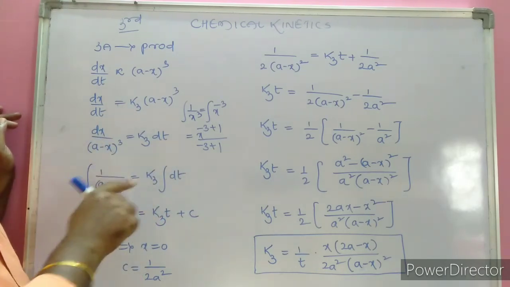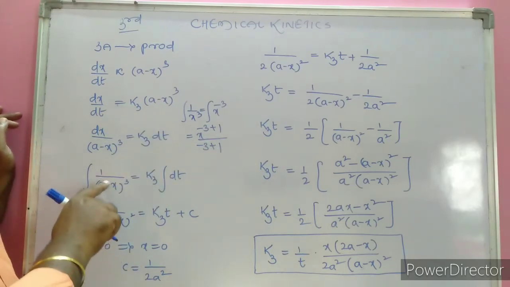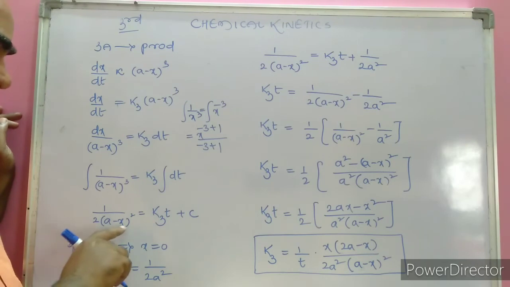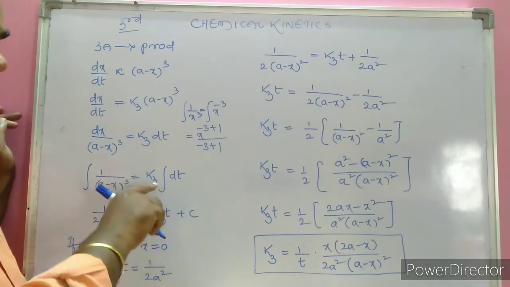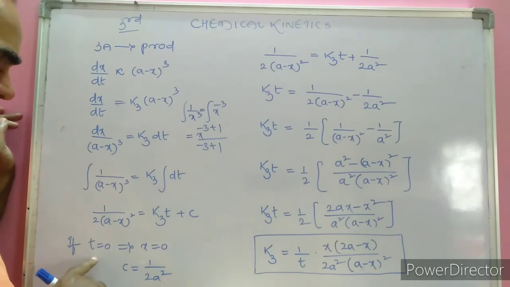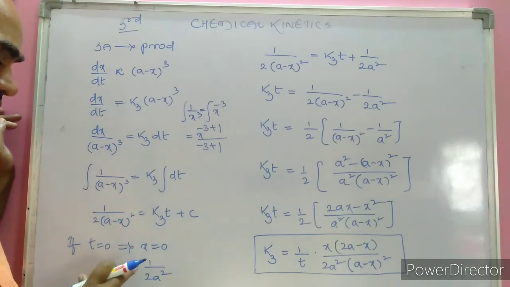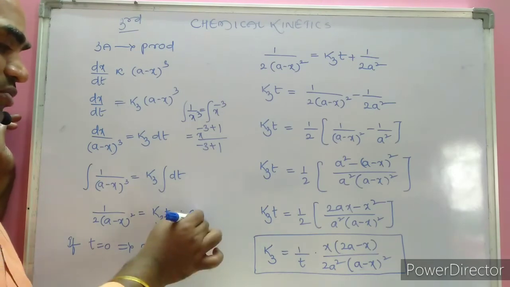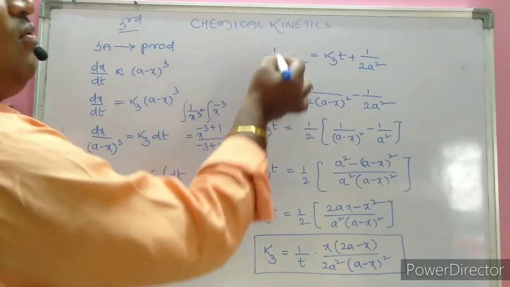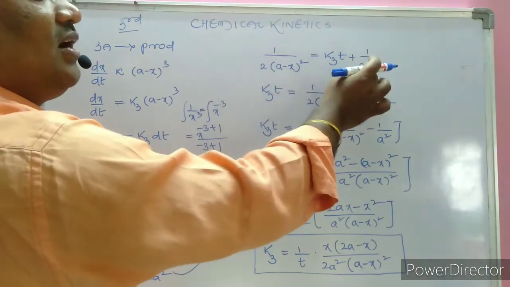and the differentiation of (A minus x) with respect to x is minus 1, hence the minus gets cancelled. 1 by 2x square is the integration of 1 by x cube, hence 1 by 2 into (A minus x) whole square equals K3 into t plus the integral constant C. When the reaction is at t equal to 0, the product concentration is 0, so x is 0, hence the C value is 1 by 2a square. Substituting the C value: 1 by 2 (A minus x) whole square equals K3 t plus 1 by 2a square.